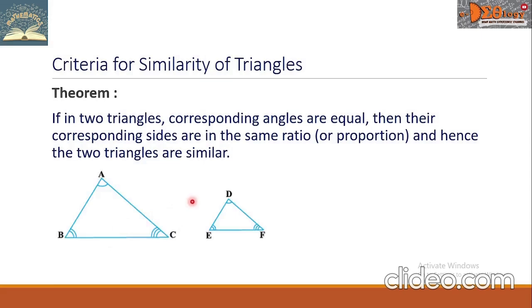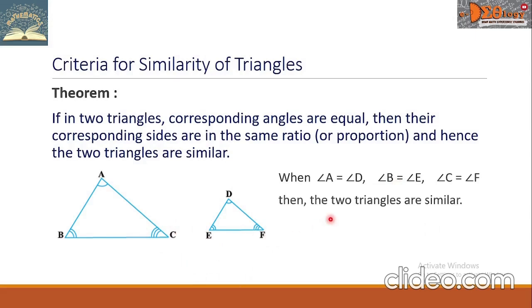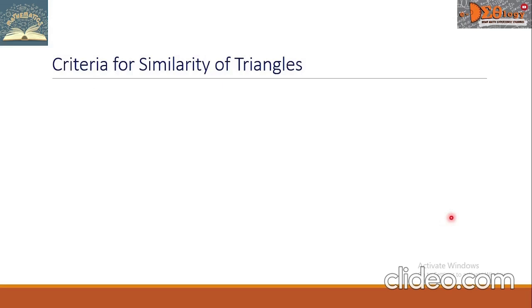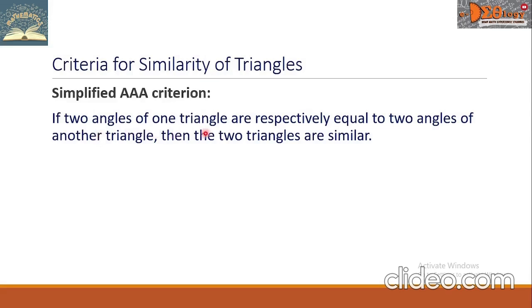We have this example. When we see that angle A equals angle D, also angle B equals angle E, also angle C equals angle F, then immediately we can conclude the two triangles are similar. This is now the simplified AAA criterion. If two angles of one triangle are respectively equal to two angles of another triangle, then the two triangles are similar.